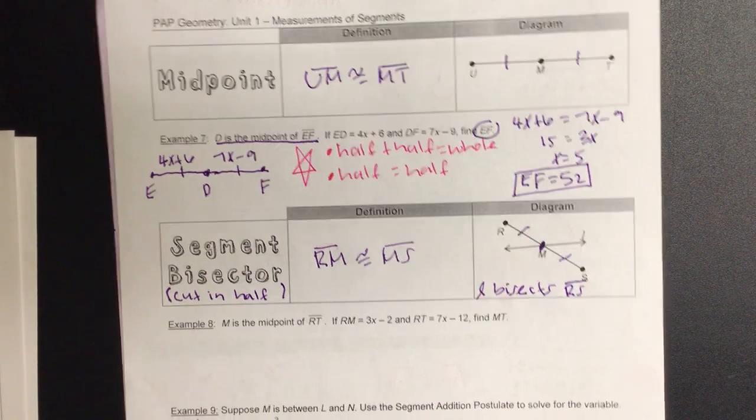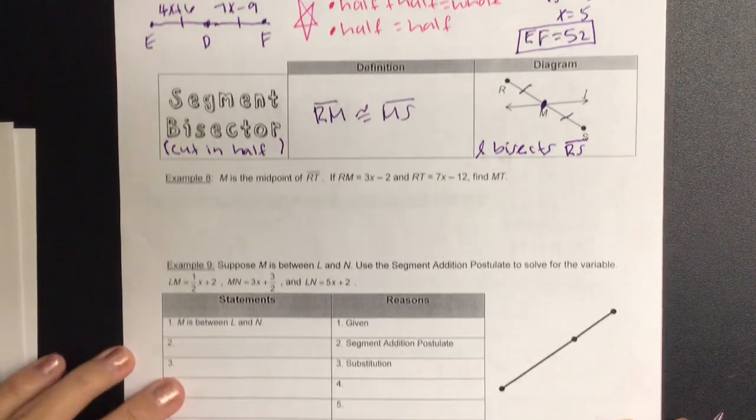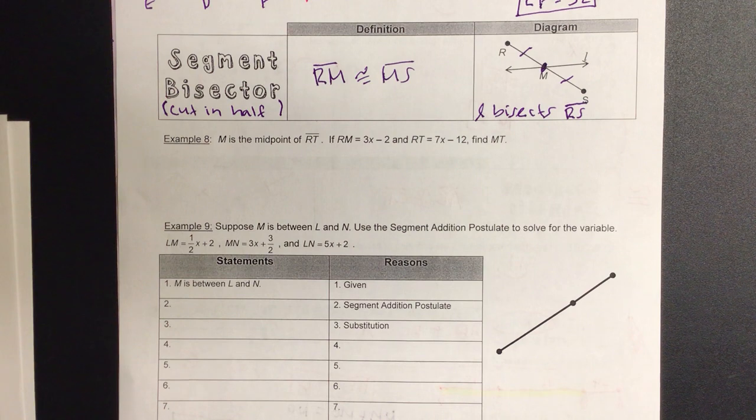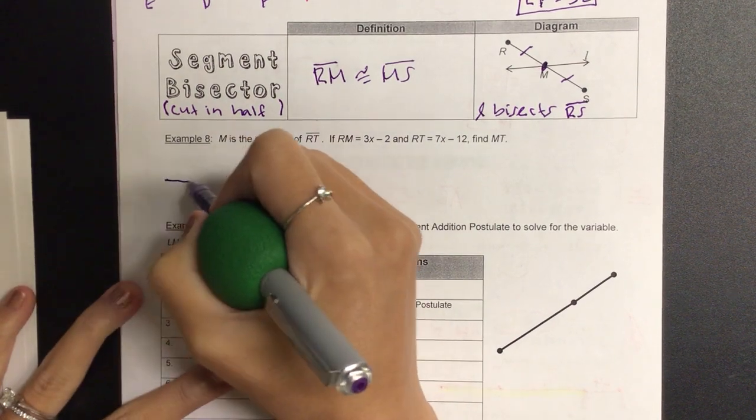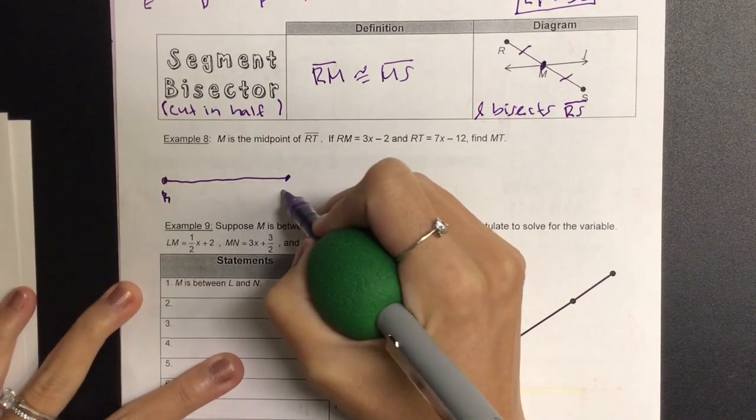So let's apply that then. Rex, let's read example number 8, please. M is the midpoint of segment RT. If RM equals 3x minus 2 and segment RT equals 7x minus 12, find MT. Who's the endpoint then? R and T.